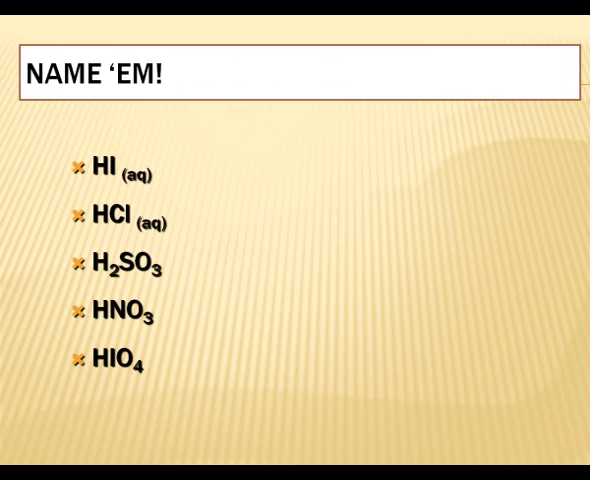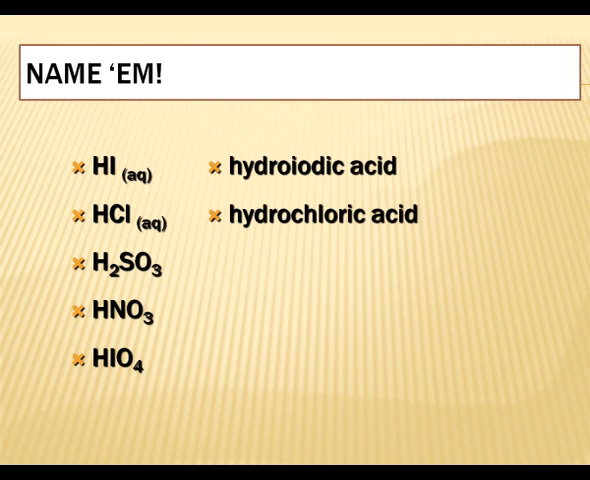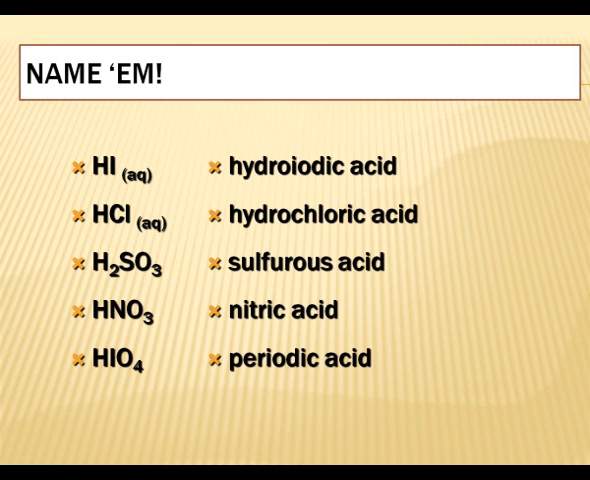You try them. What I recommend is that you stop the podcast, write down the names of all these, and then start the podcast. So assuming that you have done that, HI is hydroiodic acid, hydrochloric acid, sulfurous acid, I hope you didn't miss that one, nitric acid, and periodic acid.